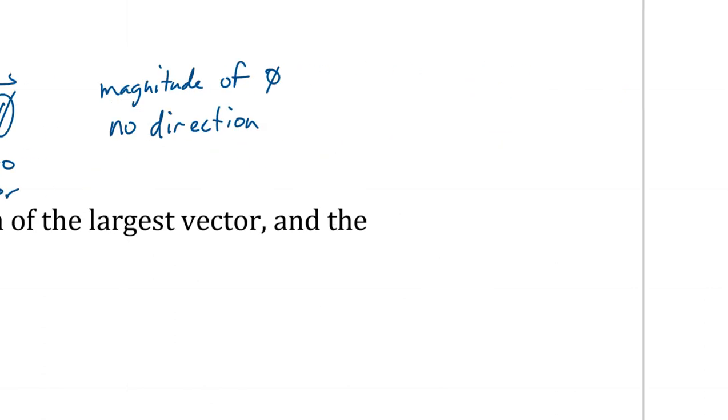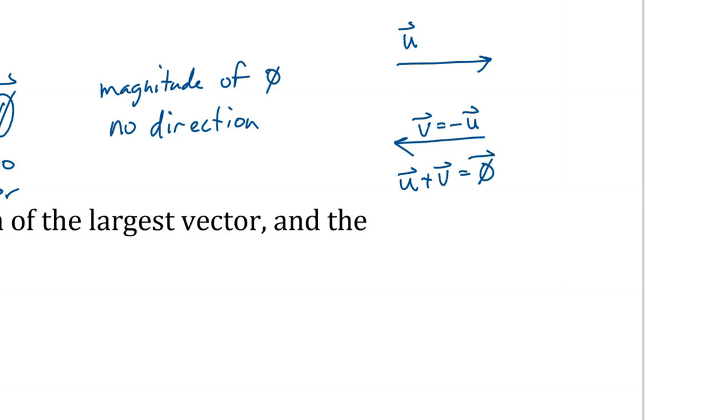Okay, and if I have, I'm just going to sketch this simply. If I have vector u and I have vector v going the opposite direction, same magnitude, so vector v is equal to -u, then vector u plus vector v is the 0 vector, right? Or you could say vector u plus negative vector u is the 0 vector, right? Two different ways of saying the same kind of thing.